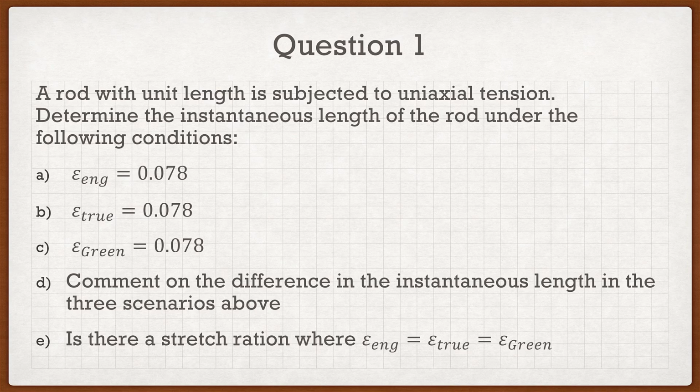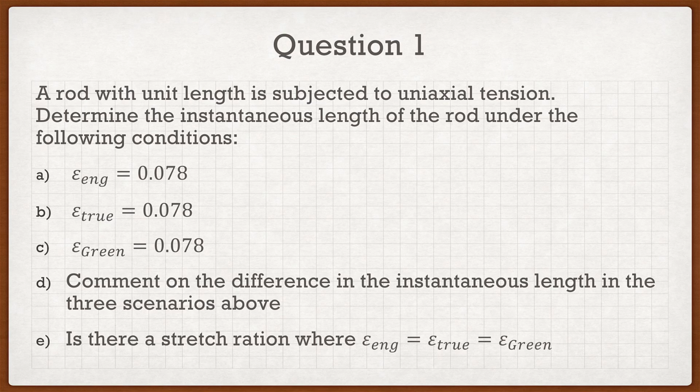And the first three, A, B, and C, are when we give you 3 values of strain. As we can see, the values of the strain are the exact same. In my randomized question, I got 0.078. But the only difference is these are different strain measures. If we look at part A, we're talking about the engineering strain. Part B, we're talking about the true strain. And then finally in part C, we're going to talk about the Green strain. So all the strains are equal, but they're different types of strain measures.